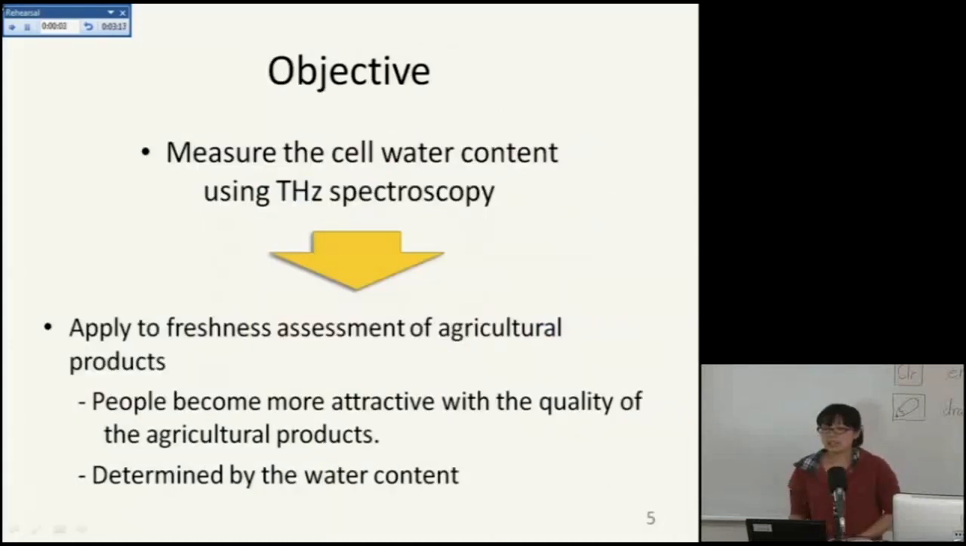Next, I want to discuss my research objective. Now I am trying to measure the plant cell water content using terahertz spectroscopy. And for the future, I am considering that I could apply this to freshness assessment of agricultural products, because the freshness of food and the water content have a big relationship with each other.